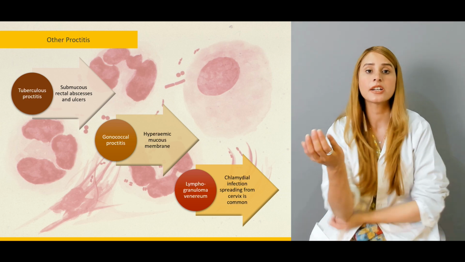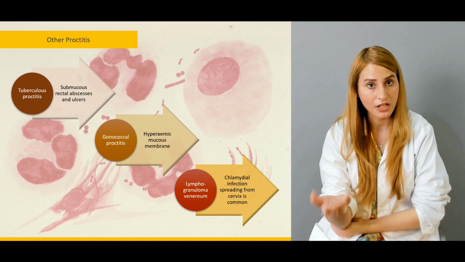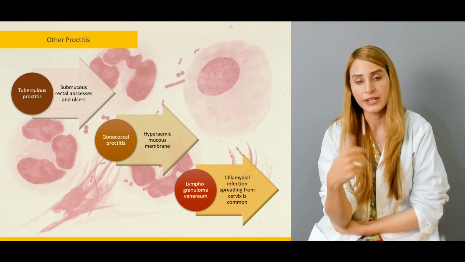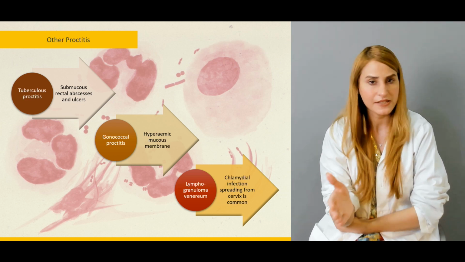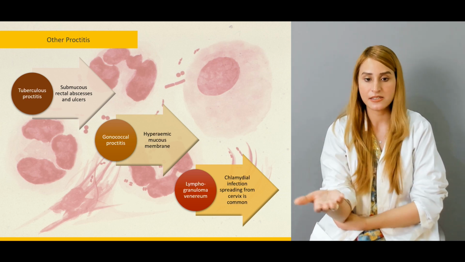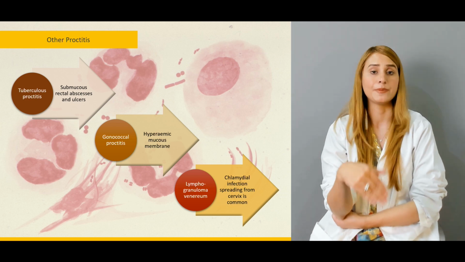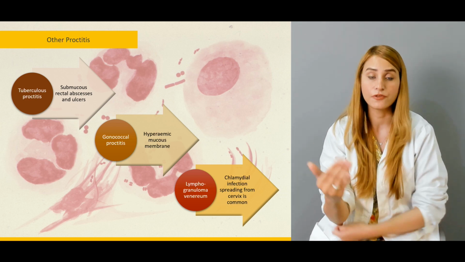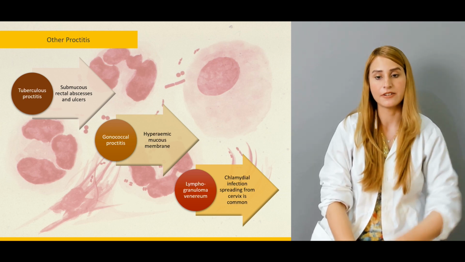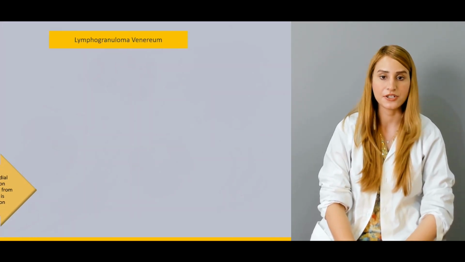Like in case of tuberculous proctitis, you have to put the patient on anti-tuberculous therapy, like rifampicin, isoniazid, or pyrazinamide. And in case of gonococcal proctitis, there would be hyperemic mucous membrane. You have to go for the specific therapy. And in case of lymphogranuloma venereum, you have to treat the chlamydia infection.